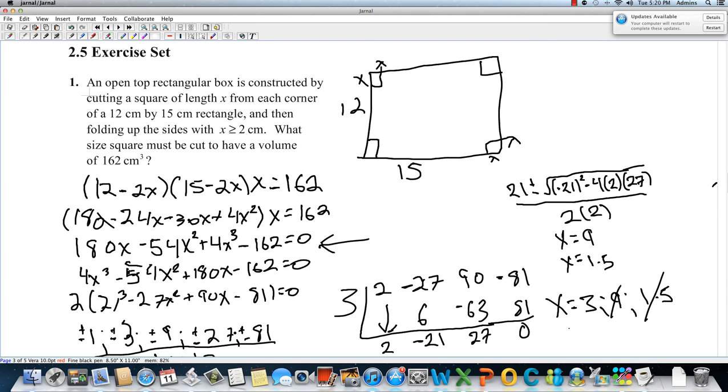So all we're left with is 3, and when plugging 3 back into this equation, it does equal 0, so the answer to this is x equals 3.